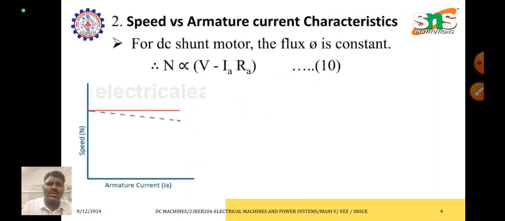If we go for speed versus armature current characteristics, here speed and armature current. The armature current is nothing but the current which is supplied to the motor armature. That is nothing but with respect to the load. Here the speed will gradually decrease with respect to the rated speed.